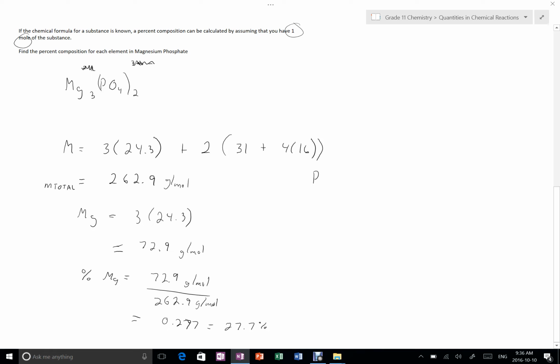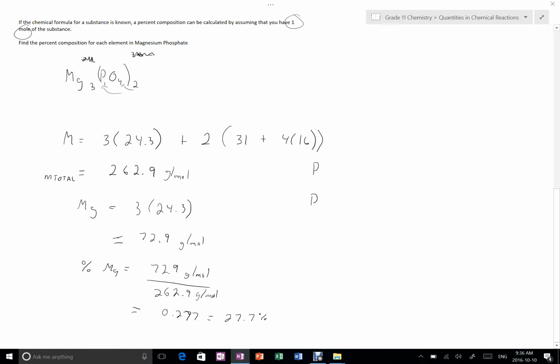The phosphorus in my sample, there are 2 of them. Remember, I have to bring this into both numbers, so this would be a 1, so bring the 2 in. I have 2 phosphorus. 2 at 31 each, for a total of 62 grams per mole of phosphorus in 1 mole. So my percentage of phosphorus then would be 62 grams per mole divided by my total, 262.9 grams per mole.